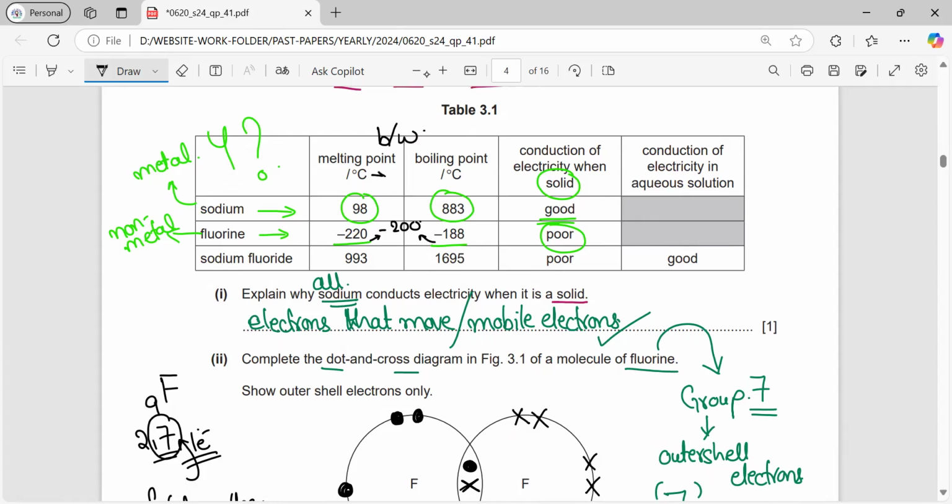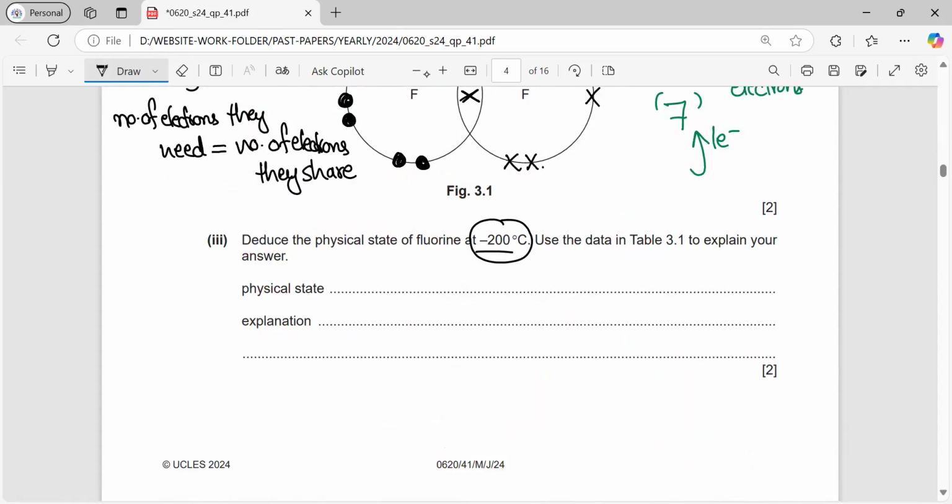And after melting, before boiling, a substance is liquid. So it means fluorine is liquid at -200. So its physical state will be liquid. And the explanation will be that -200 lies between melting point and boiling point.